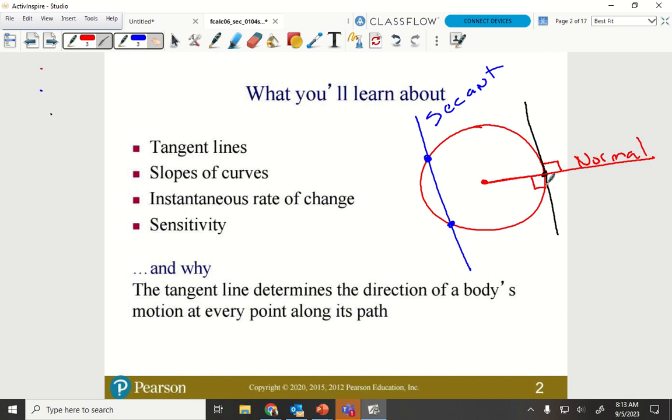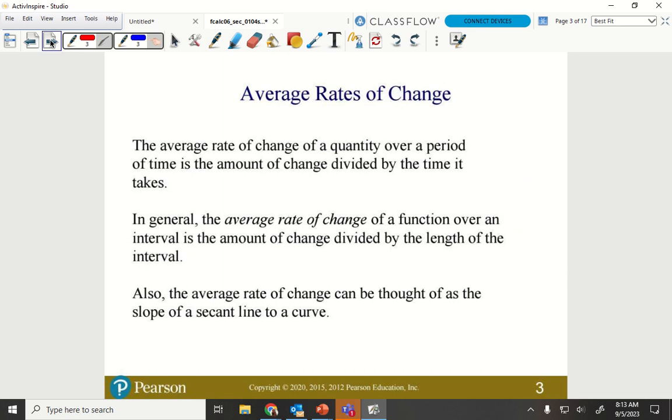The tangent determines the direction of a body's motion at every point along its path. Average rate of change is a quantity over a period of time it takes, the amount of change divided by the time it takes. In general, the average rate of change of a function over an interval is the amount of change divided by the length of the interval. Also, the average rate of change can be thought of as the slope of the secant line to a curve.